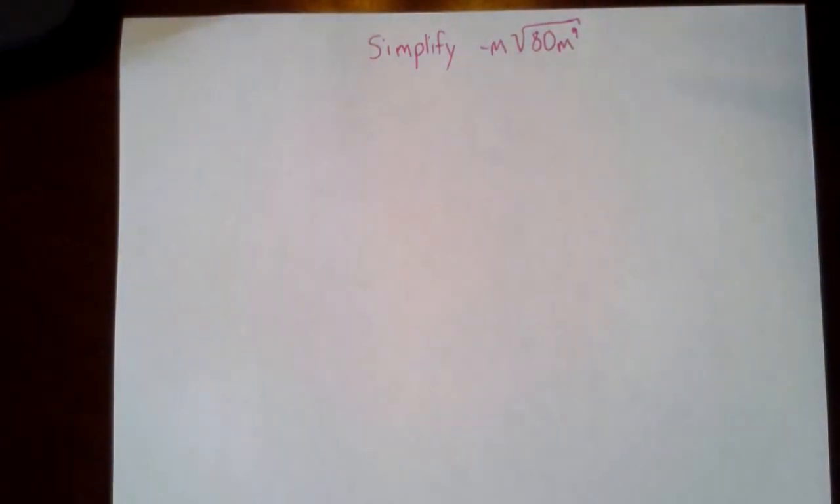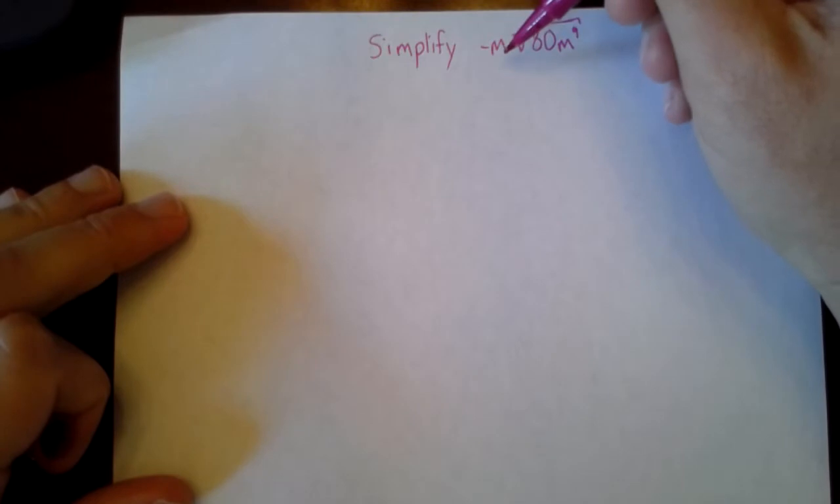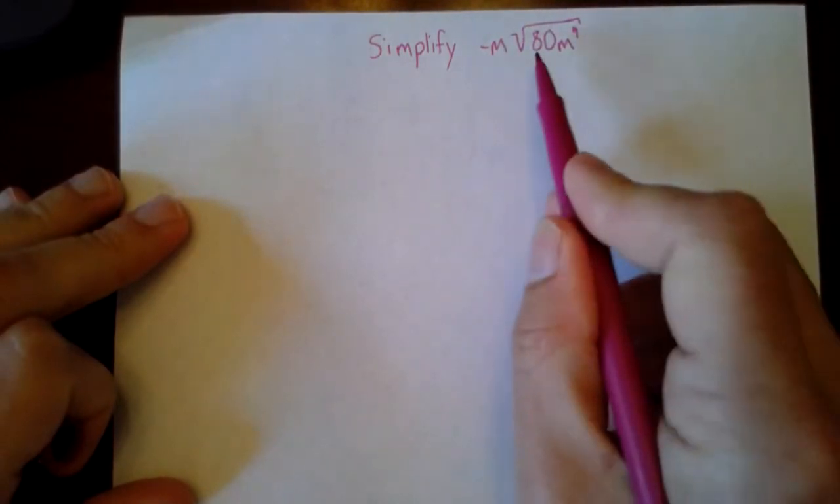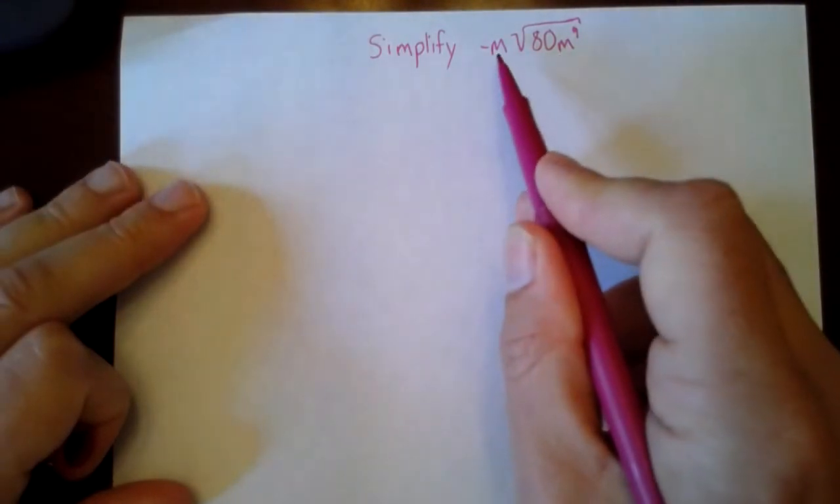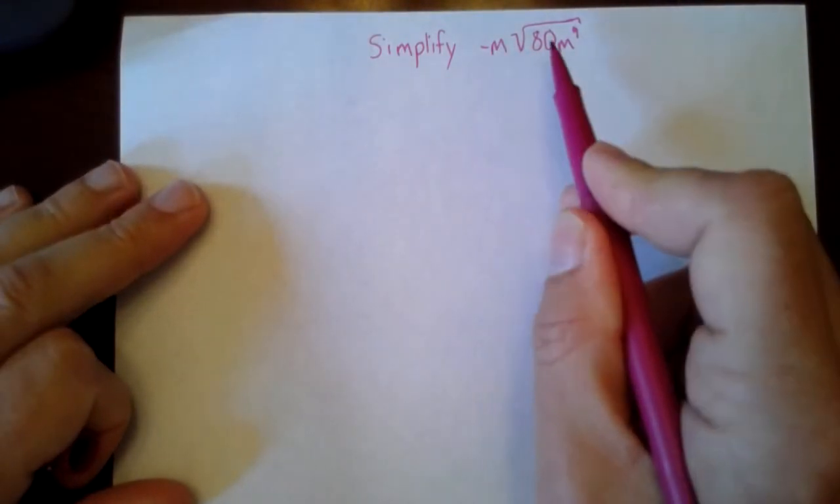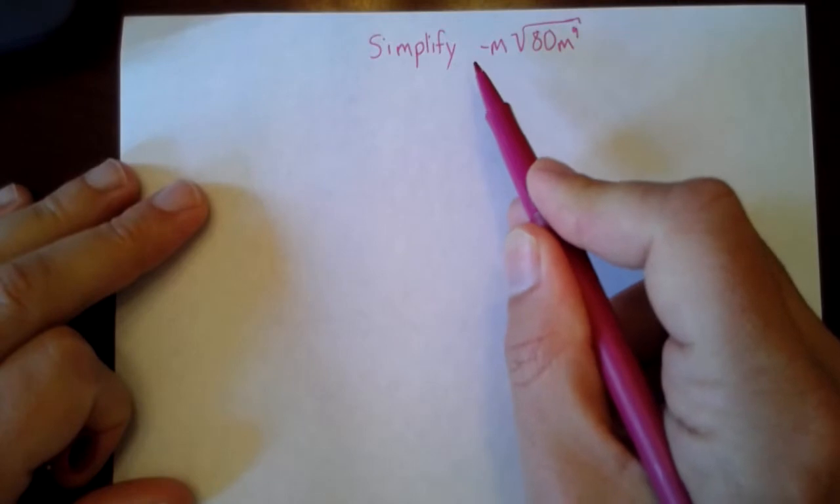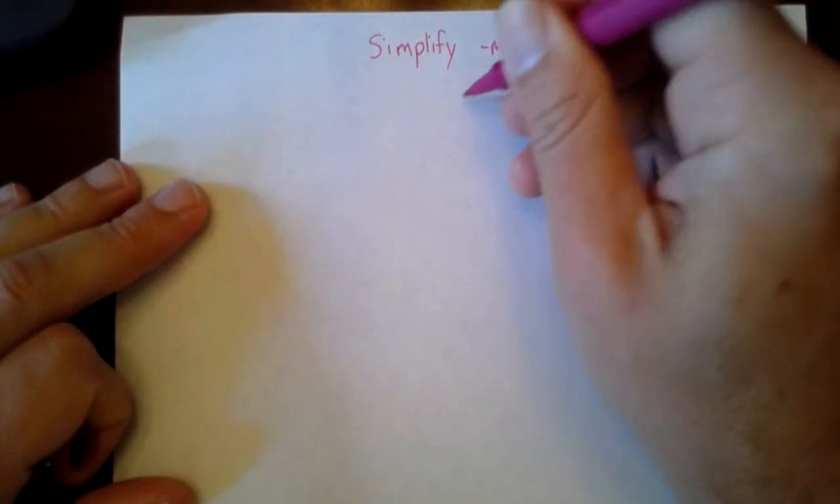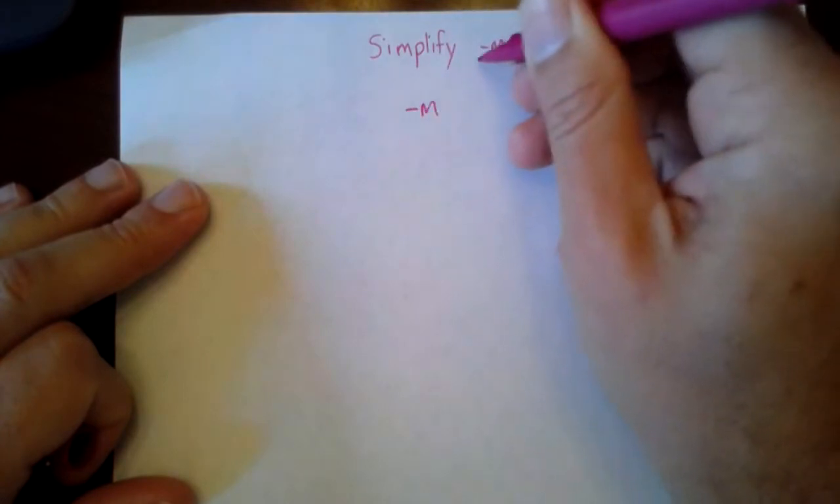Let's continue with some simplification with constants, variables, inside and outside. Now we have a coefficient of negative m. That's going to affect nothing for now of simplifying what's in the radicand. We're going to have to worry about that later. We're going to have to multiply whatever we take out by negative m. So we'll put that negative m to the side for now.